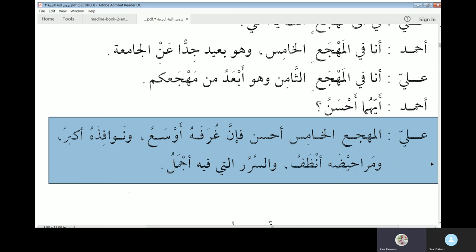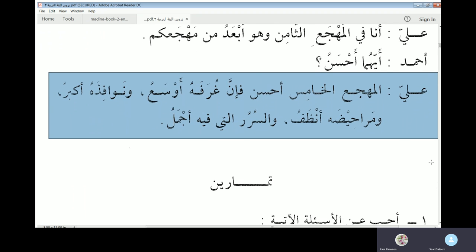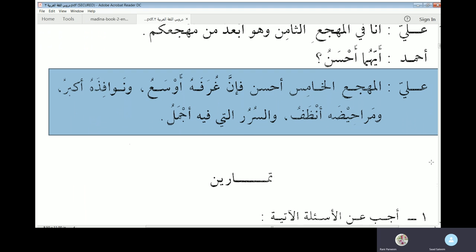Wal sururu lati fihi ajmalu. And the beds which are in it are more beautiful. Ajmalu, more beautiful.